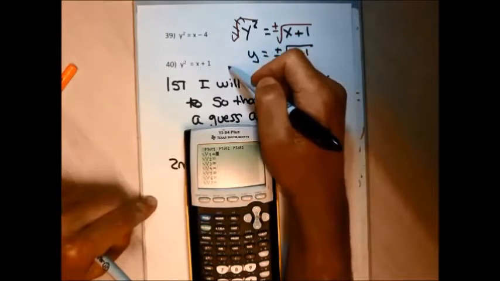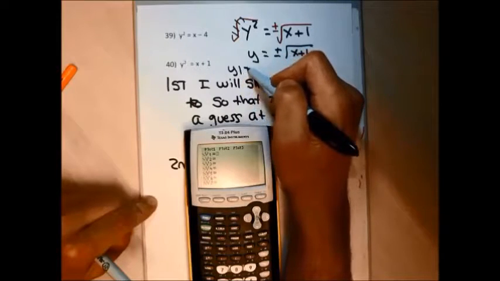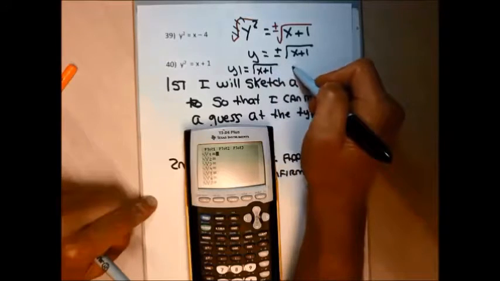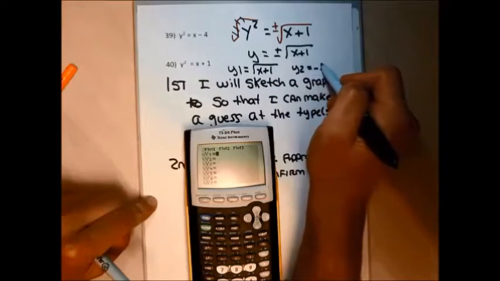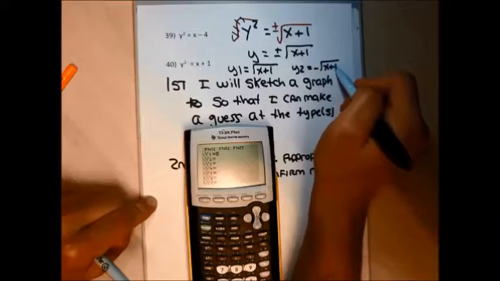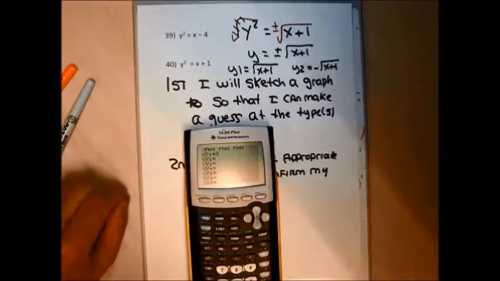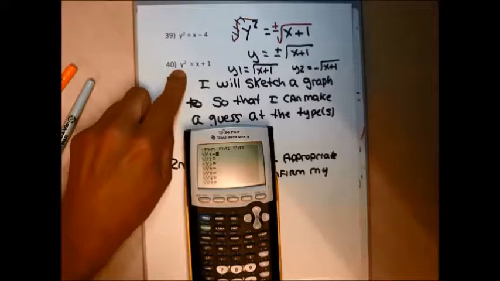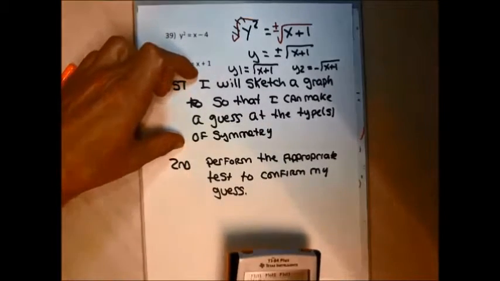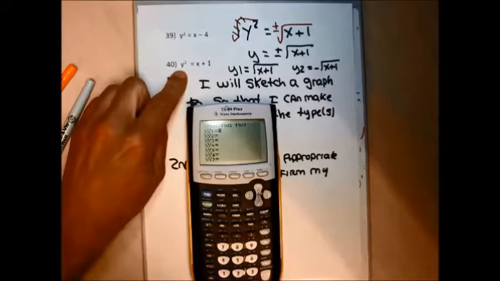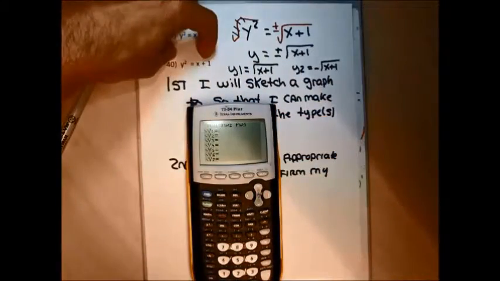My calculator doesn't have a plus or minus sign. What I'm going to do is enter y1 equal to plus square root of x plus 1 and y2 equal minus square root of x plus 1. So when the algebra for solving for y produces a plus or minus, you won't be able to graph one function to get the graph, because when there's a y squared, it kind of splits into two graphs. In order to sketch a graph so I can guess the type of symmetry, I needed to solve the equation for y. This is the worst situation when there's a y squared. You can't just do this graph with one graph on my calculator.